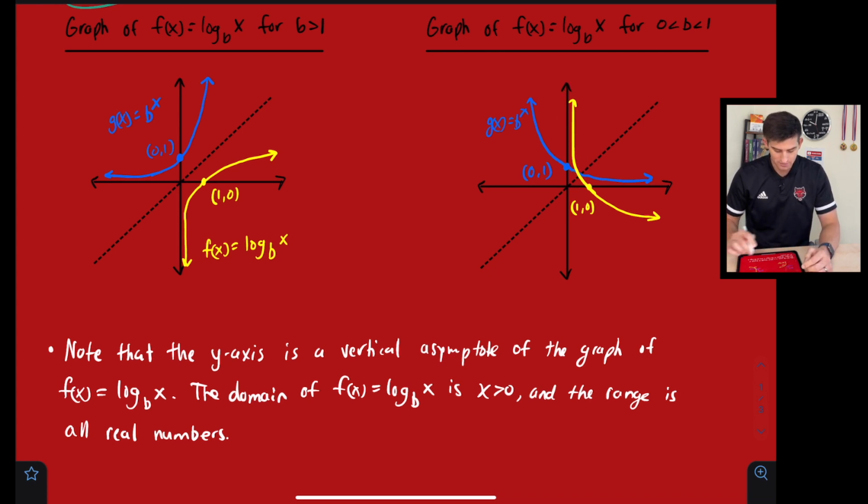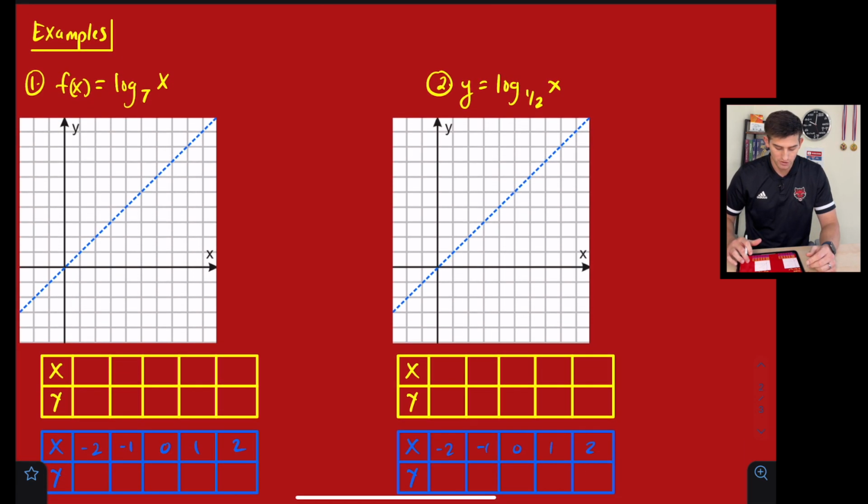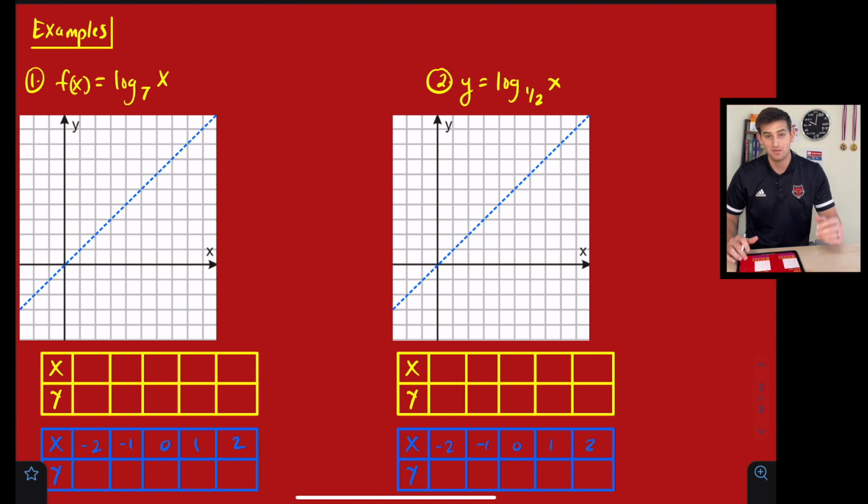It says, note that the y-axis is a vertical asymptote of the graph of our log function. The domain of our log function is x is greater than 0, and the range is all real numbers. Because remember, for our exponential, the domain is all real numbers, and the range is values that are greater than 0. So we're just switching that for our log functions. We're going to do two examples, one where b is greater than 1, like number 1, and one where b is between 0 and 1, like number 2.